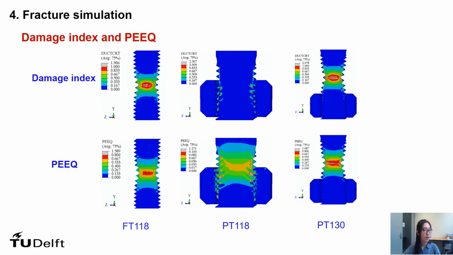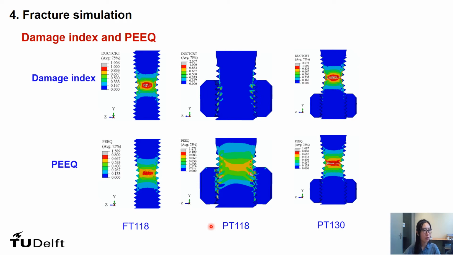And this slide shows the damage index and equivalent plastic strain distribution at the load close to the fracture of the simulated test. The necking phenomena are obvious for FT118 and PT130, with the initial fracture occurring in the core of the bolt rod, as shown here, and almost no damage occurs in the engagement part of bolt and nut threads. And for PT118, with only 2 to 4 threads in the grip length, no obvious necking phenomenon can be observed, as the thread stripping failure prevents the development of necking in the threaded part.